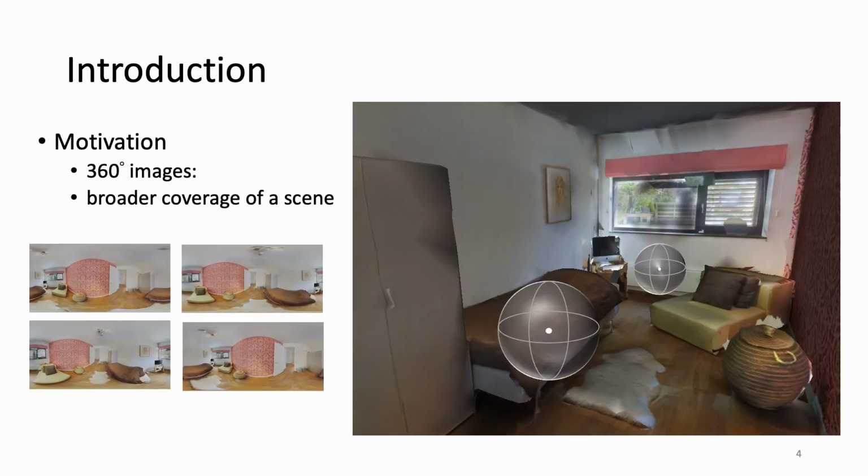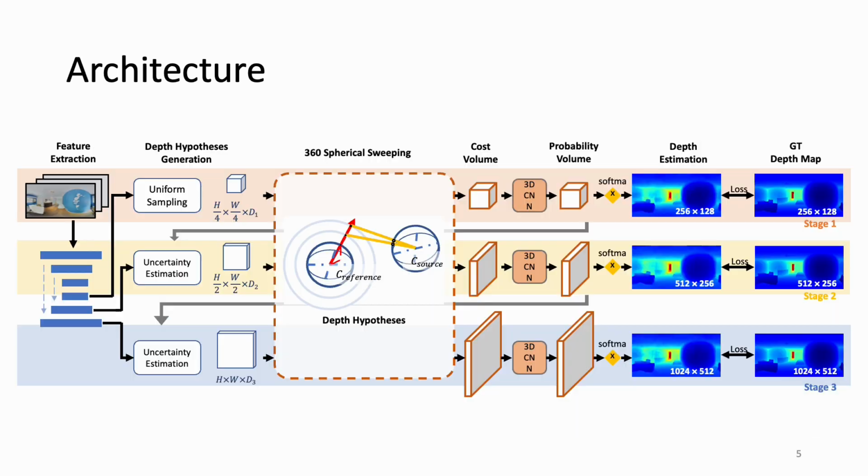Therefore, we propose to use 360 images as inputs for multi-view stereo since it can provide broader coverage of a scene in a single shot, requiring fewer shots and less effort on matching image pairs with enough overlap.